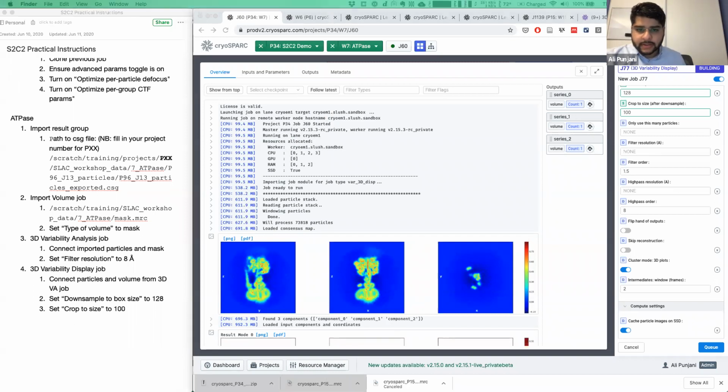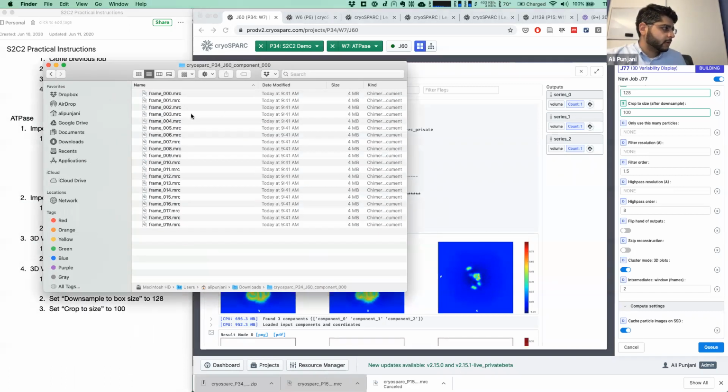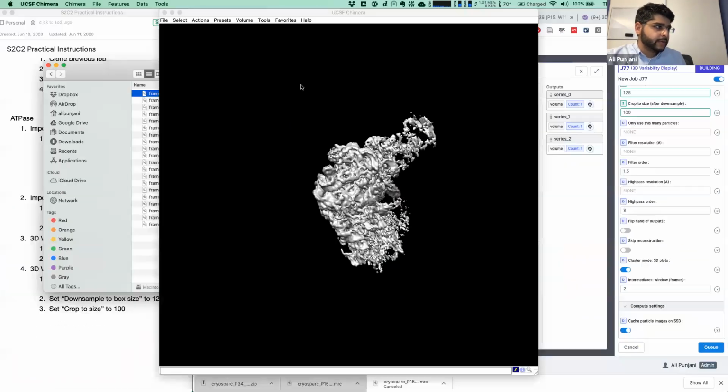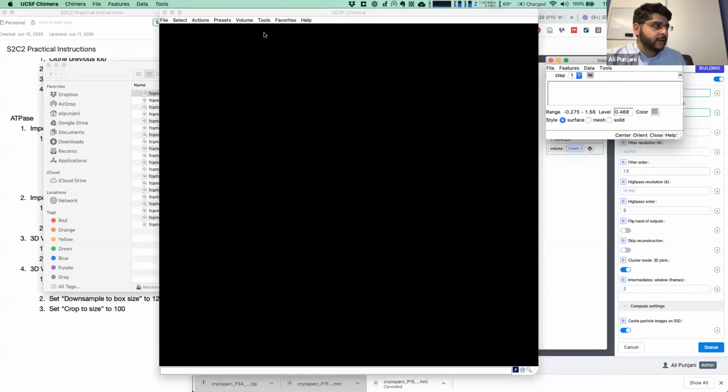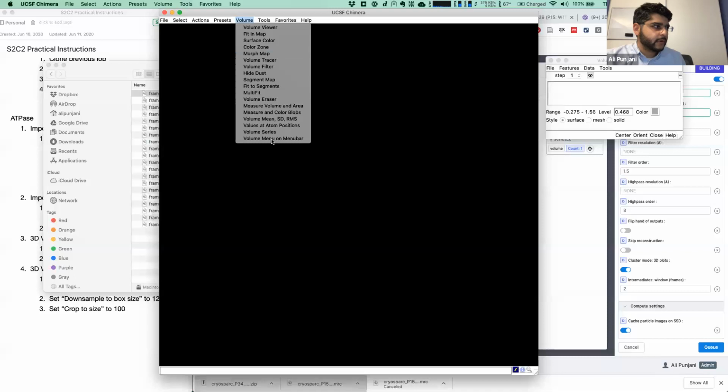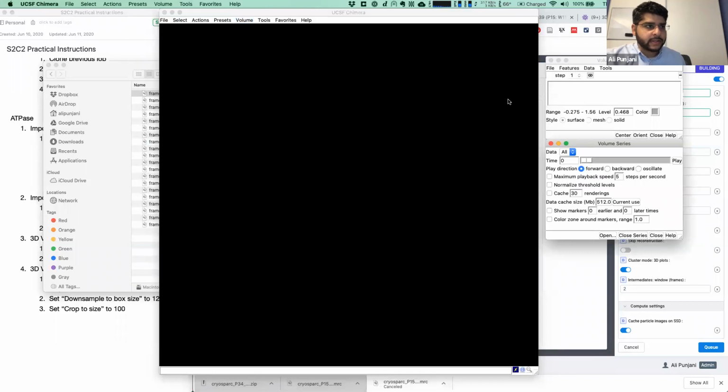So I unzipped that directory, and inside that directory, I'll just show you, are a series of frame volumes. Each one is one position along the flexible motion that we wanted to resolve. So frame 0 until frame 19. Now to visualize those, what we're going to do is open up UCSF Chimera, our favorite tool for this, close all the other volumes that we had, and then choose the volume series option. By the way, everything I'm showing you here is also present in our tutorials online, which I'll show you in just a minute.